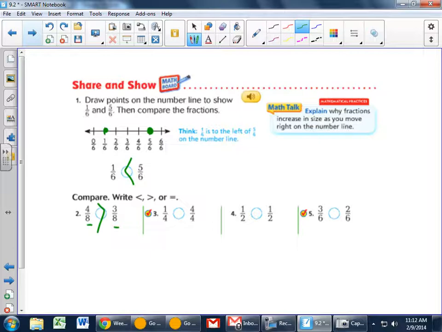The denominators are the same, so you're only comparing the numerators. Okay, number 3, 1/4 and 4/4. Comparing the numerators, we know that 4 is bigger than 3. 1/2 and 1/2 is equal. And then comparing our numerators for 3/6 and 2/6, we know that 3 is bigger. Super easy.